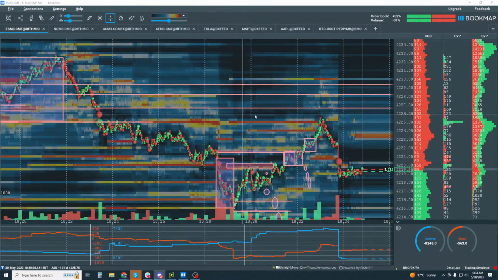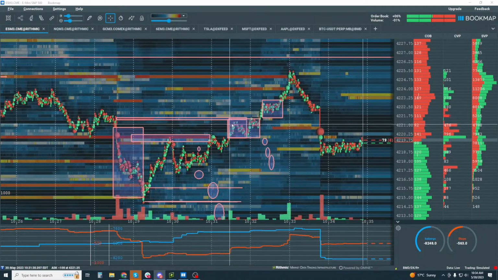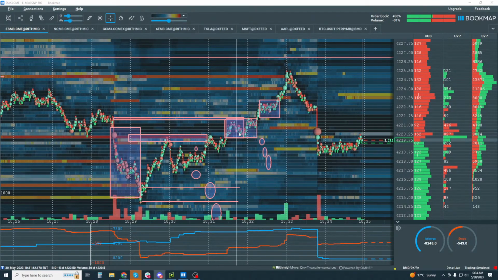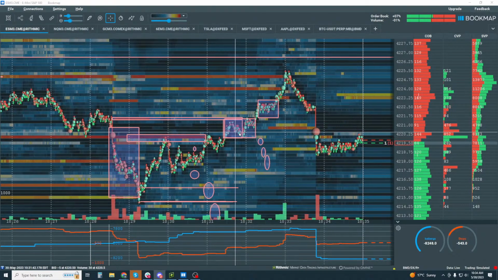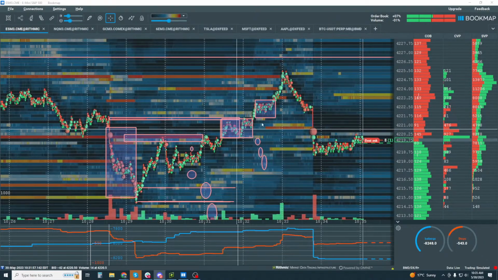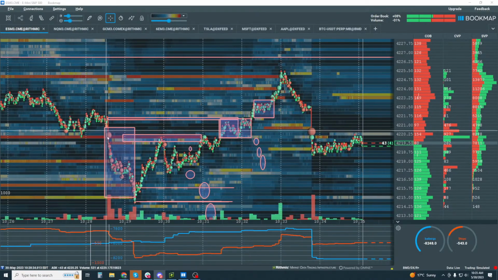All right, so we're trying to get some insight again in here. Who's in control? And it's hard to judge right now. It's kind of all over the place. We see that the buyers were able to lift it even on less volume than these sellers in here.